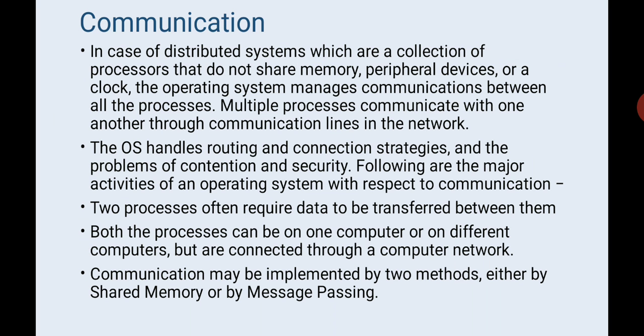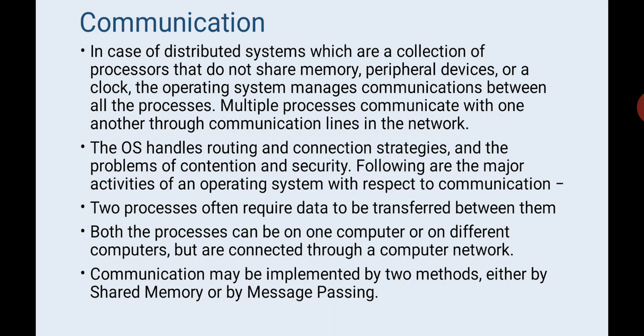Communication. In the case of a distributed system, it is basically a collection of processors that do not share memory, peripheral devices, or a clock, and the operating system manages communication between all the processes, right? These are geographically distributed at different places. So multiple processes communicate with one another through communication lines in the network. The network is the medium of communication between the different nodes in a distributed system. The operating system handles the routing and connection strategies, the problem of contention and security. So all the major activities with respect to communication.